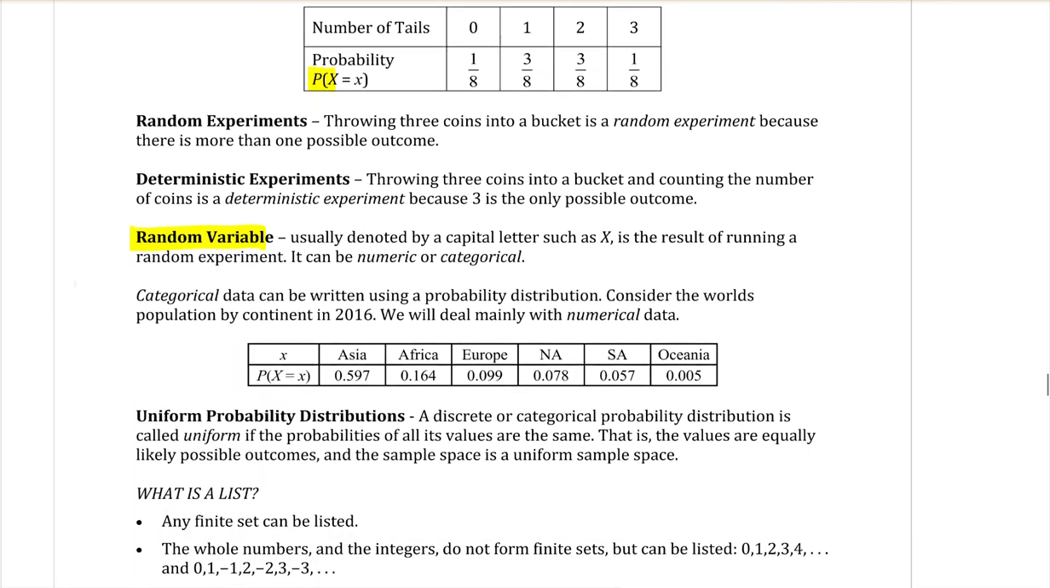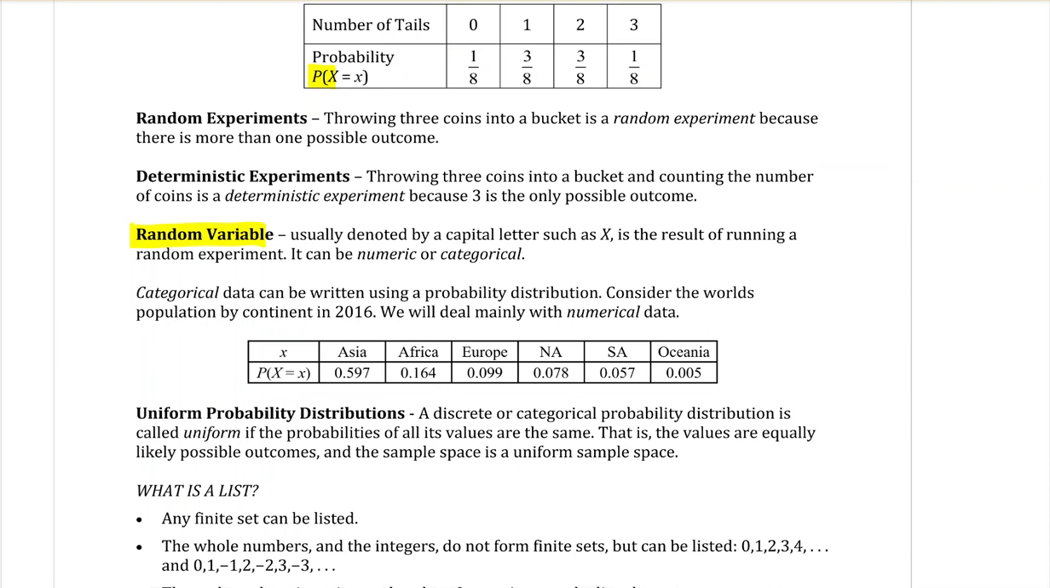Categorical data can be written using a probability distribution. Consider the words population by continent in 2016. We will deal with mainly numerical data, but this is an example of one that's not numerical data. So we've got our data in here. When we're talking about the population, we're actually listing the continents. So Asia, Africa, Europe, they are not numerical. They're categorical data, okay? But the population that we're getting from that would be a numerical measurement coming out of that, okay?